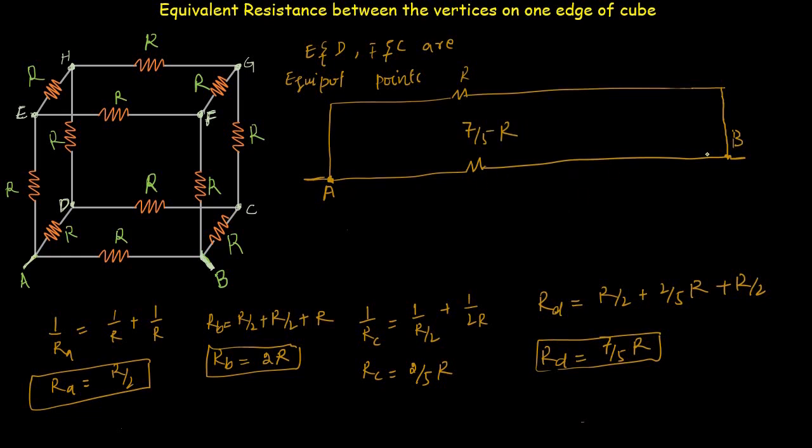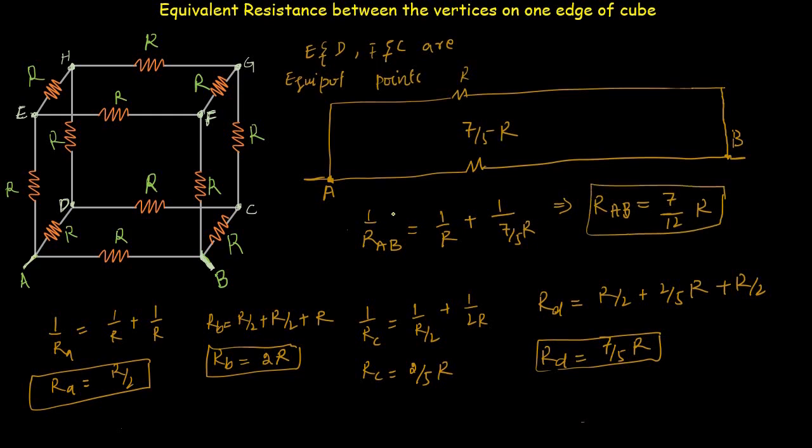So now in between point A and B, we have these two resistors which are connected in parallel. So the equivalent resistance, 1 divided by Rab, will be equal to 1 divided by R plus 1 divided by 7 divided by 5 into R. So from this equation Rab will be equal to 7 divided by 12 into R. So this is basically the equivalent resistance on one edge of this cube. Or simply we can say that this is the equivalent resistance between point A and point B.